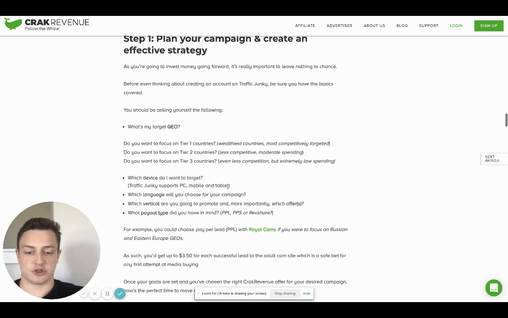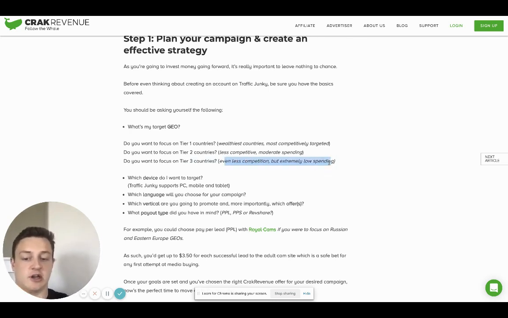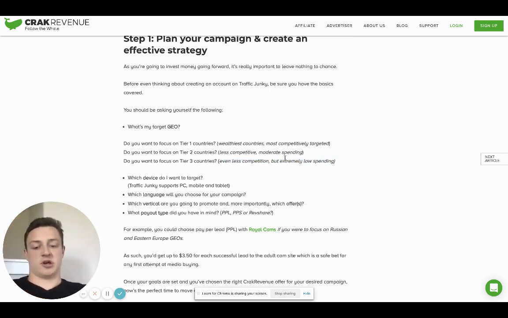Your strategy could be geared towards tier 3 country offers. There's basically no competition. I mean, there's competition anywhere, but it's not really competition. It's very low there. The wealthiest countries are the most competitively targeted, of course. But there's a lot of money in these countries, tier 1. And there's a lot of opportunity over here and here as well. Which language will you choose for your campaign?